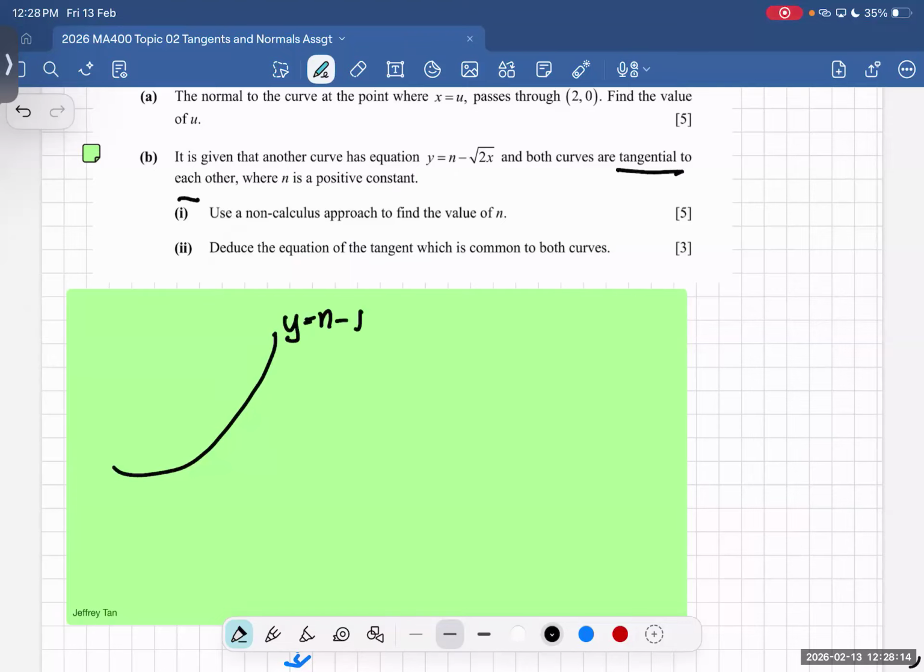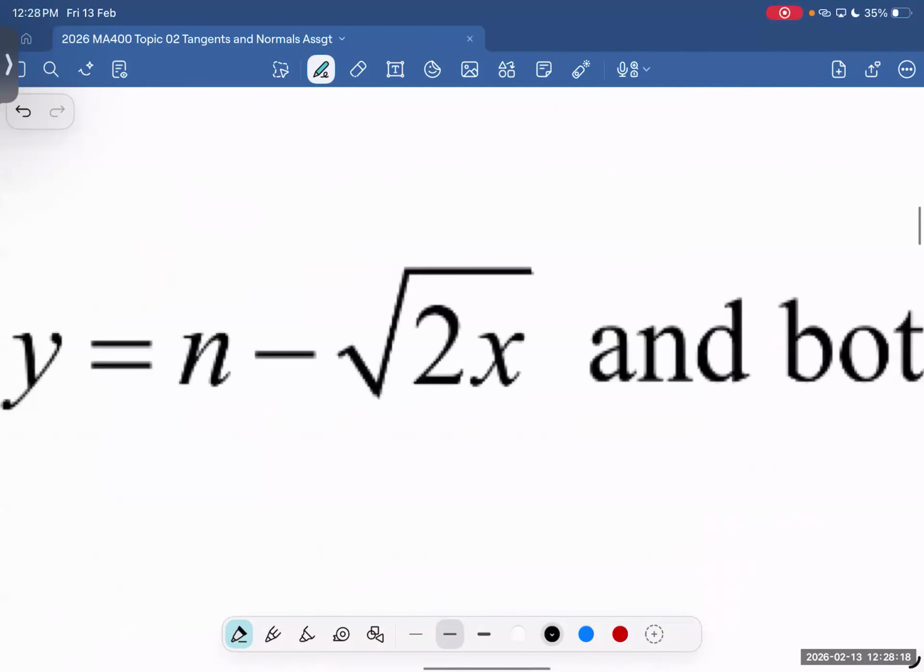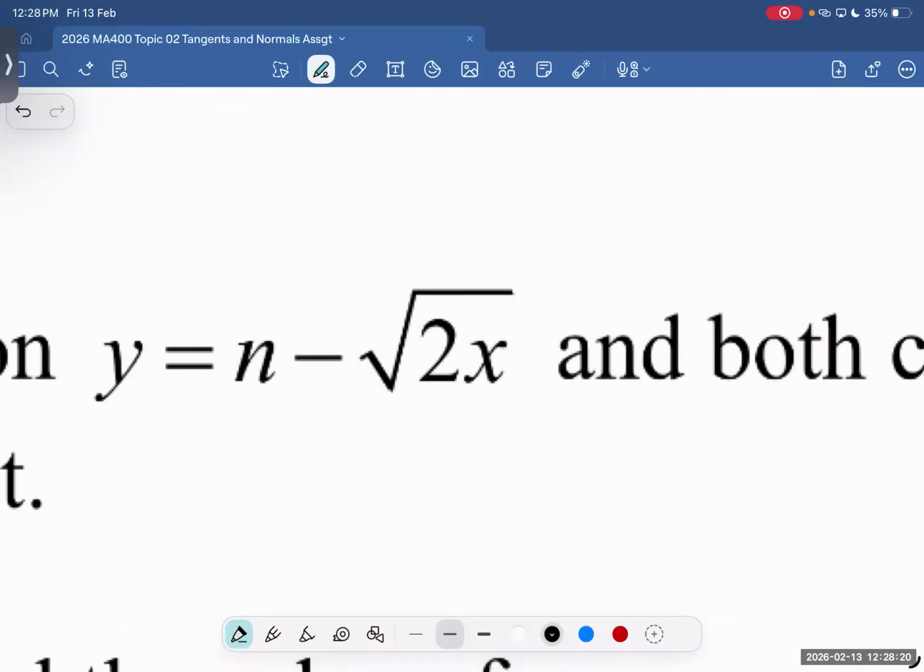Okay, now one thing you must note here. Look carefully. Take a magnifying glass. Take an iPhone. Take a picture. The x is under the square root sign.